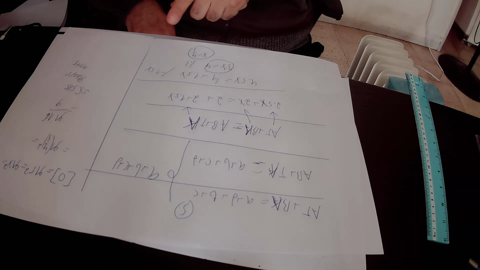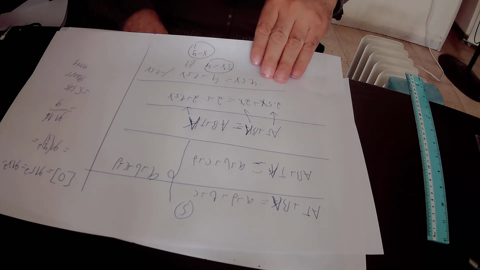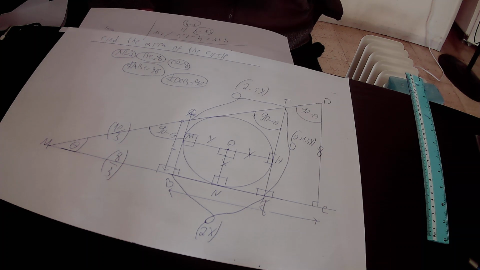Then we subtracted 1.5x from this equation and found that 4.5x minus 1.5x is 3x, and 3x equals 4. Here we divided this equation by 3 and found that x equals 4 over 3. That is to say, the radius of this circle equals 4 over 3 units.